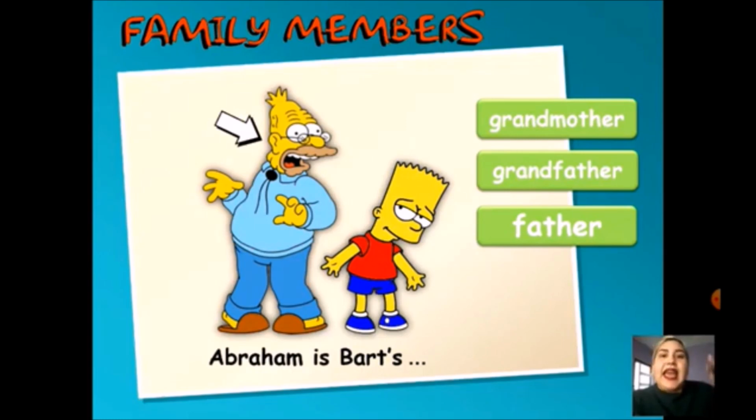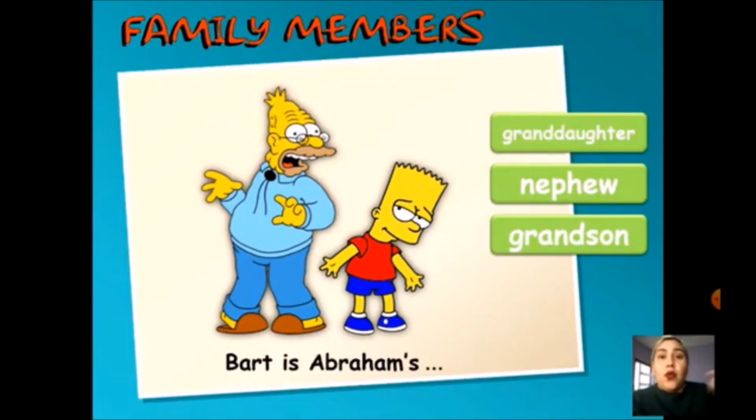Very easy. Abraham is Bart's... And we have 3 options: grandmother, grandfather, or father. What is the relation? And the correct option is grandfather. Abraham is Bart's grandfather. Okay, let's continue. So we already have a lot of vocabulary. Grandchildren, grandparents, grandfather. Let's learn one more.